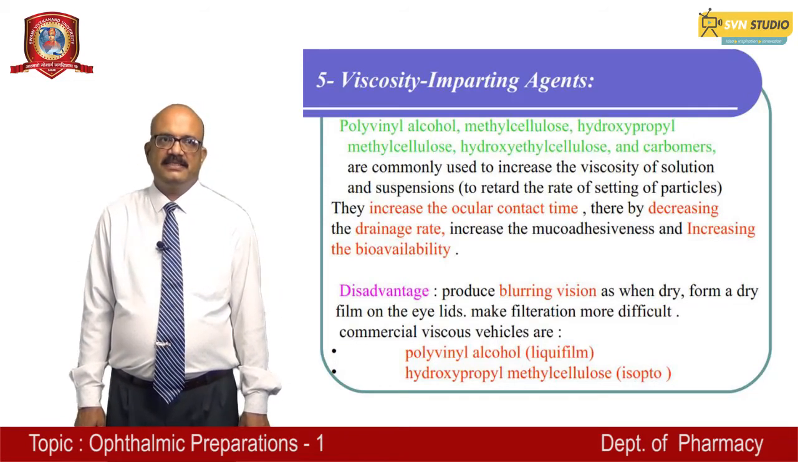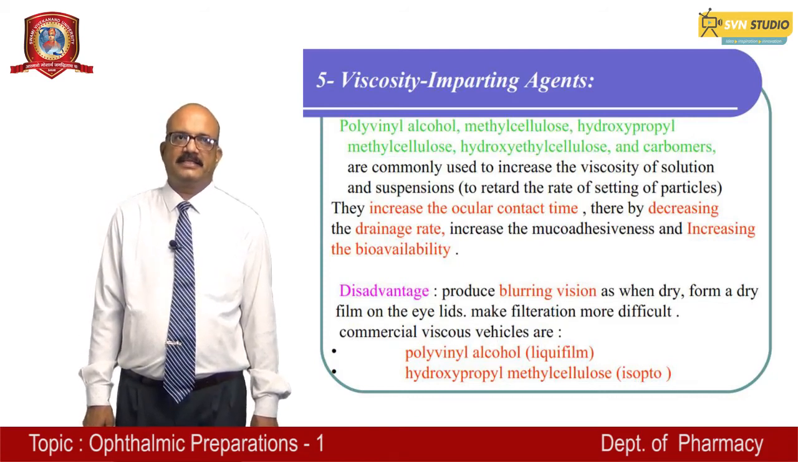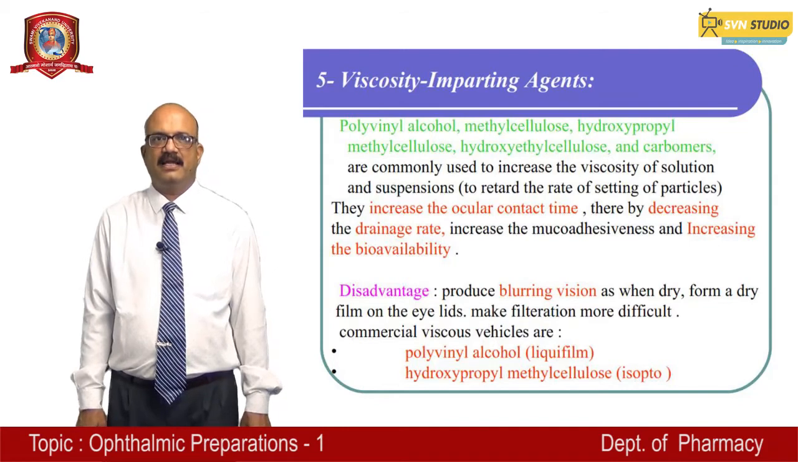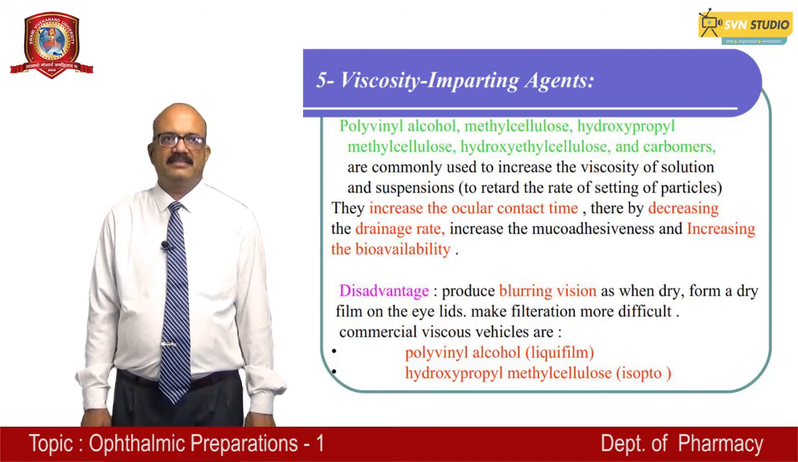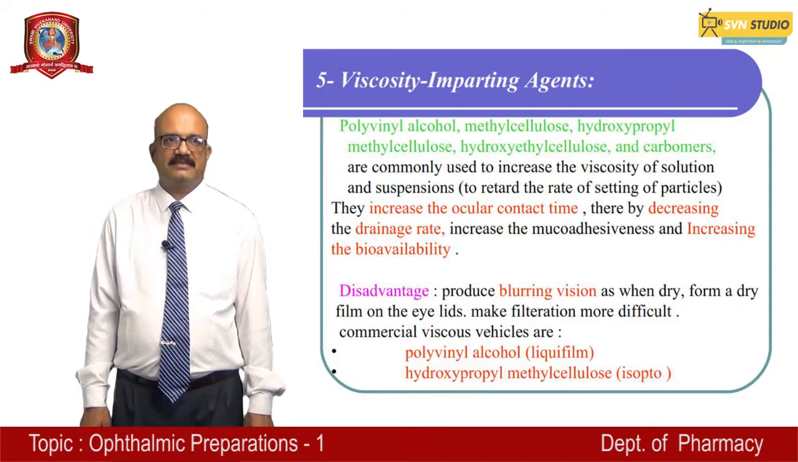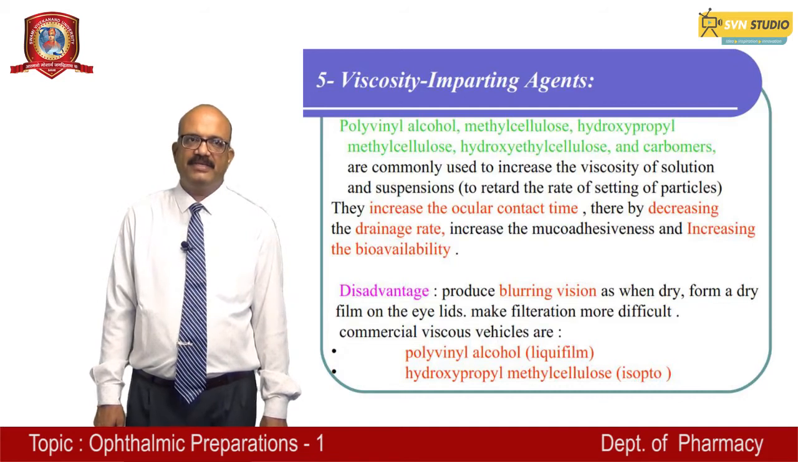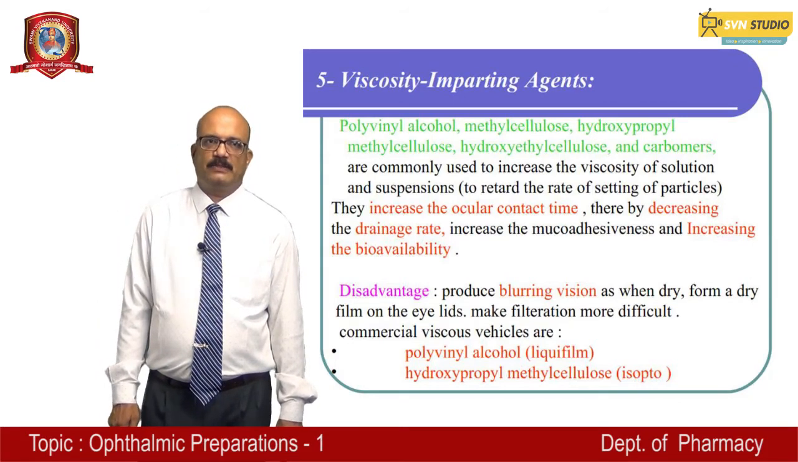The disadvantages are that these viscosity imparting agents produce blurred vision, form a dry film on the eyelids when dry, and make filtration more difficult. Commercially available viscous vehicles are PVA, polyvinyl alcohol, and HPMC, hydroxypropyl methyl cellulose.